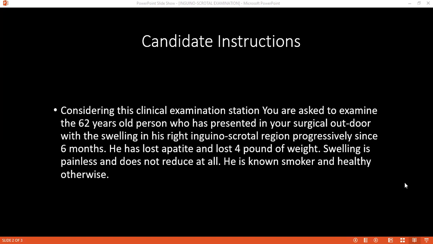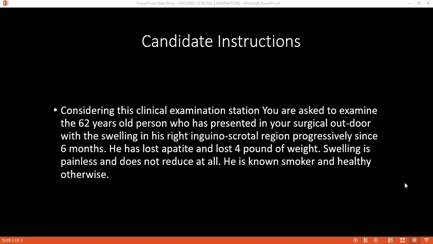So today I examined a 63-year-old man with a right inguinoscrotal swelling, which is about 4 by 5 centimeters, oval in shape, located just above and medial to the inguinal ligament. The swelling does not extend to the scrotal sac, and it is not reducible. There is no bowel sound in the swelling, and it does not transilluminate. Based on my findings, my differential diagnosis will be right-sided inguinal hernia.